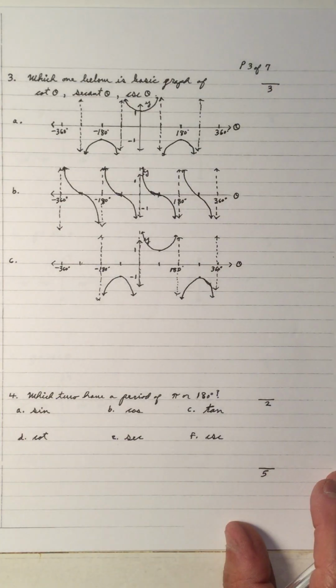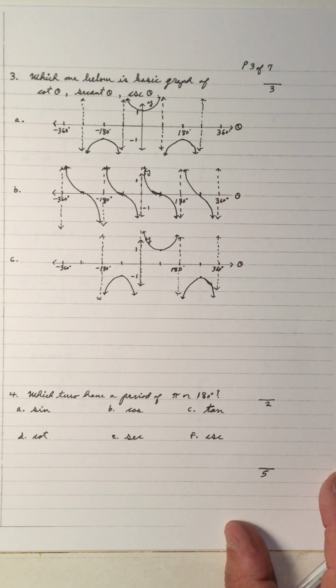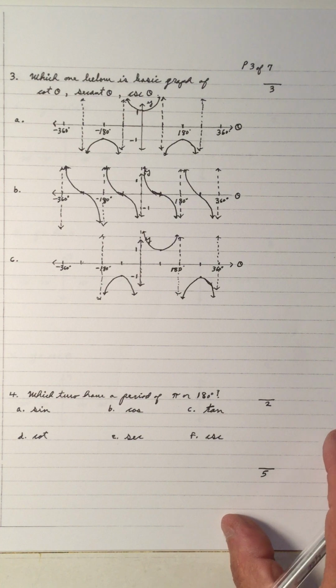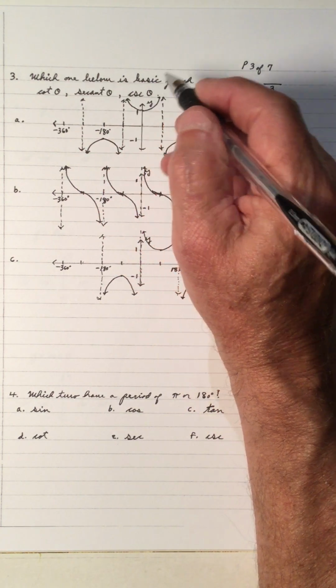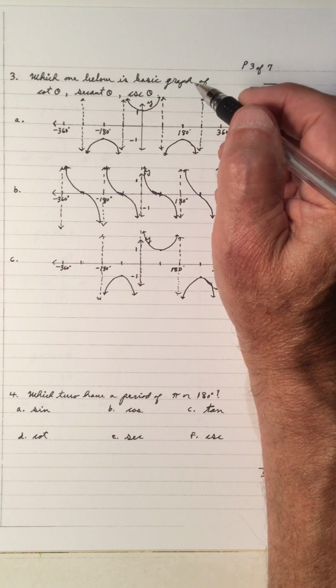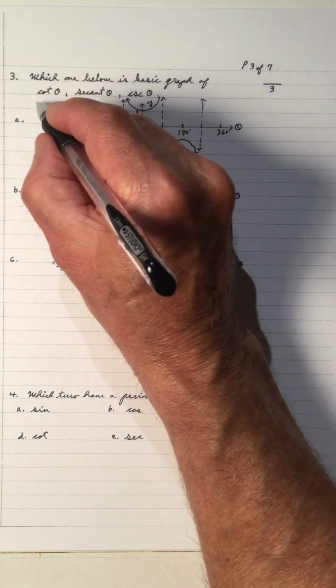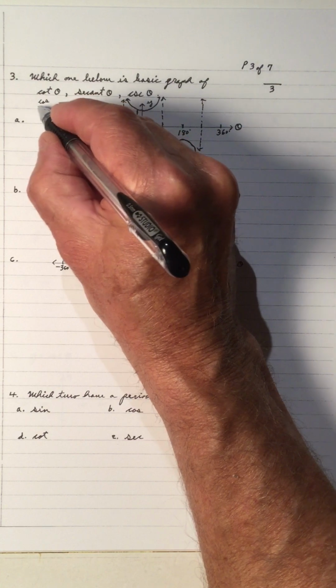Let's continue the review. Remember, the questions are done in order according to the videos. Which one below is the basic graph of cot, secant, and cosecant? Well, let's look at cot is cos over sine.